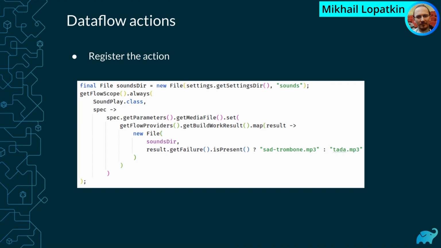The dataflow actions are ready to execute as soon as their parameters are ready. And if you specify the build work result provider as an input, then this action would run as soon as the build finishes. Even if the configuration phase fails for some reason, the action would run and you will be able to process the configuration phase failure. Of course, this only applies if the configuration phase proceeds far enough to actually register the flow scope. This API is fully compatible with the configuration cache.